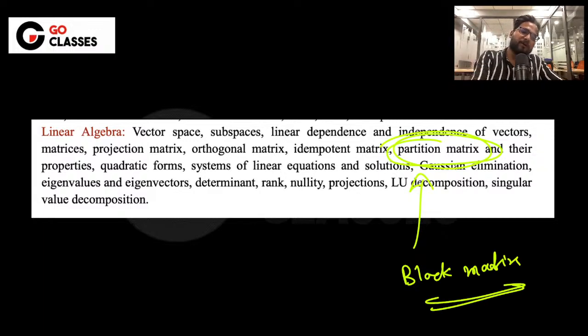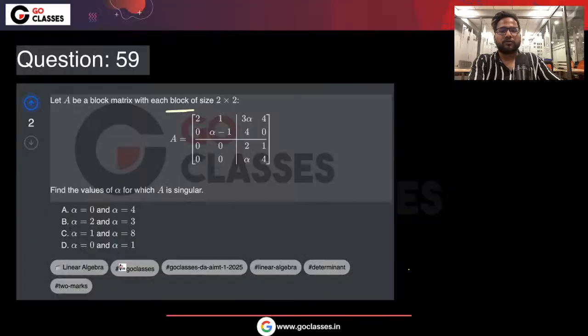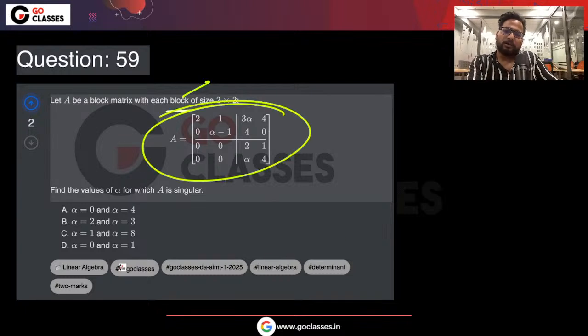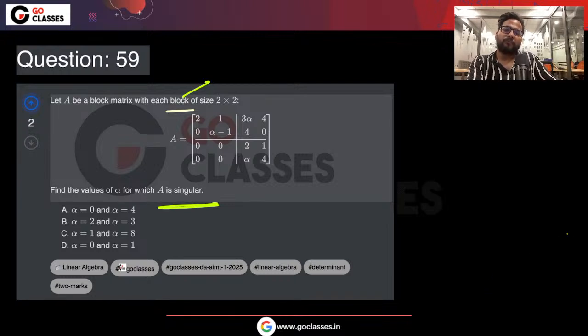Partition matrix or block matrix is part of the official syllabus only. So block matrix or partition matrix, both are the same. What they're saying is, this matrix is given. For this matrix to be singular, what should be the value of alpha? Find the values of alpha for which it should be singular.